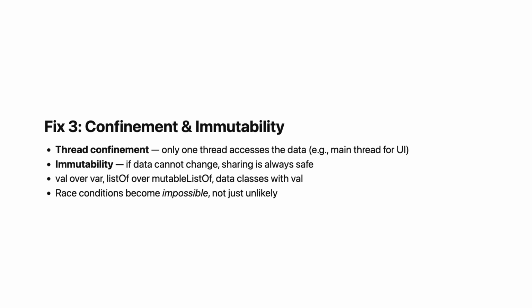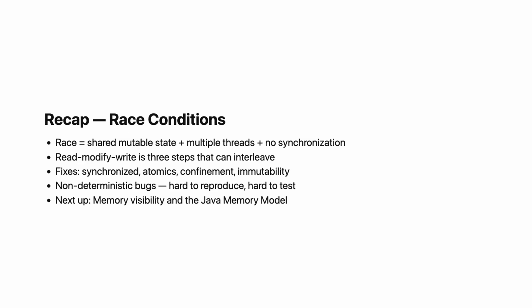And then there is immutability. If a value cannot change, it is inherently safe to share across threads. This is why Kotlin encourages val over var. This is why data classes with val properties and immutable collections like listOf are the default idiom. When everything is immutable, race conditions become impossible. Not unlikely, not mitigated, impossible. That is the strongest guarantee you can get.